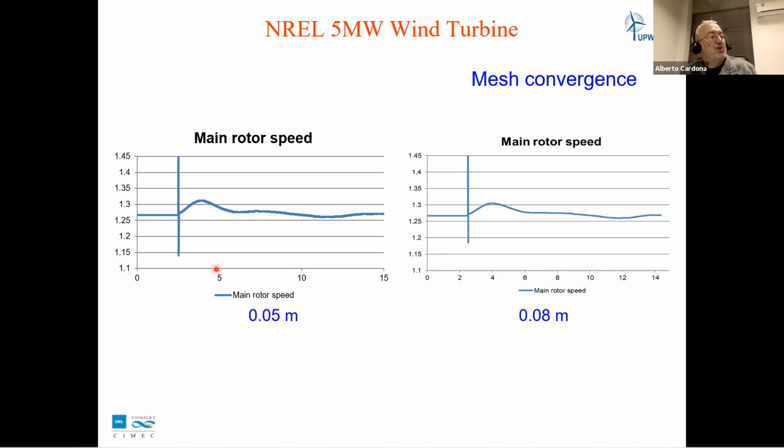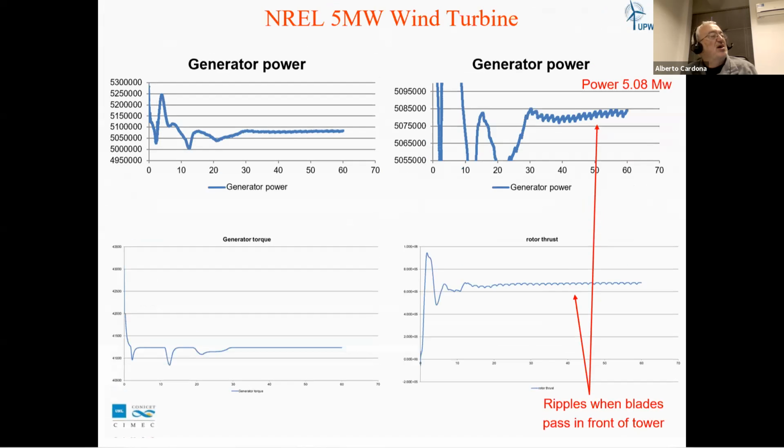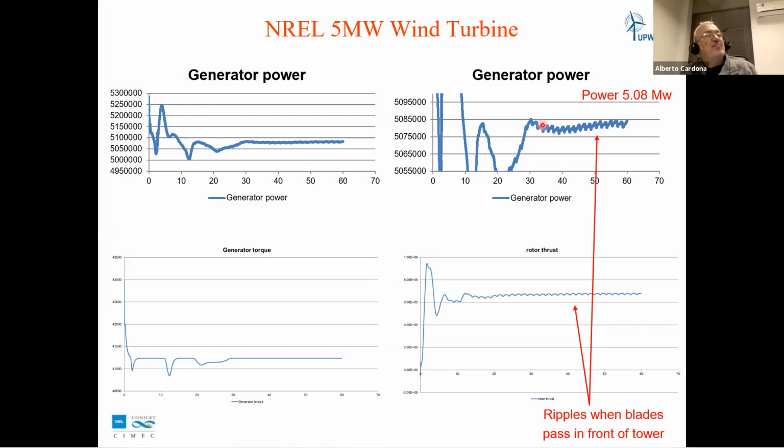We make computations with different fluid mesh sizes, and consider the mesh more or less converged for this purpose. This is a view of the generated power. The generator power being generated is 5.08, and the target value was 5.1. So again, it is more or less accurate. Of course, this is the thrust of the rotor, the generator torque, and we see these oscillations produced when the blades are passing in front of the tower.